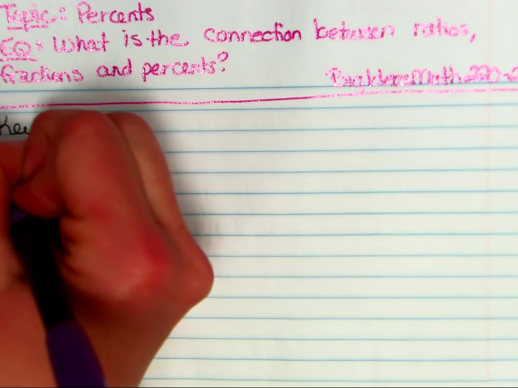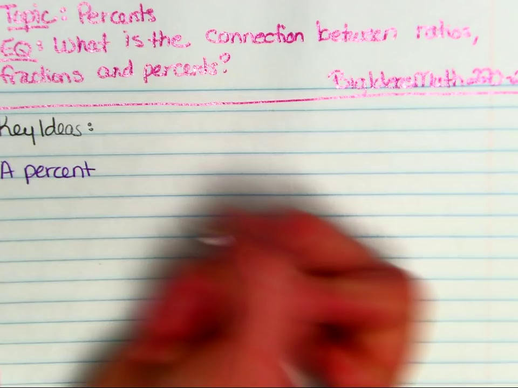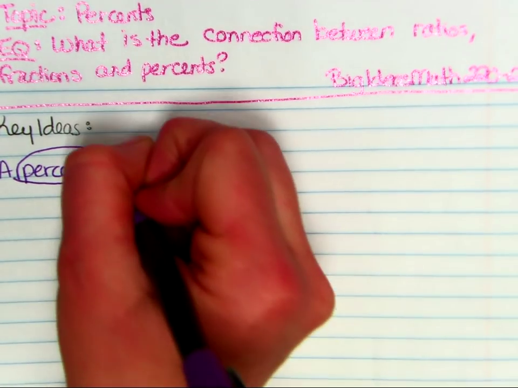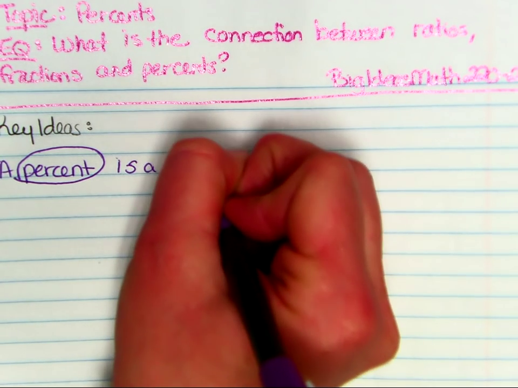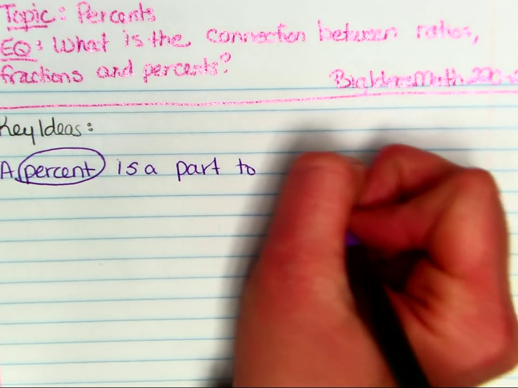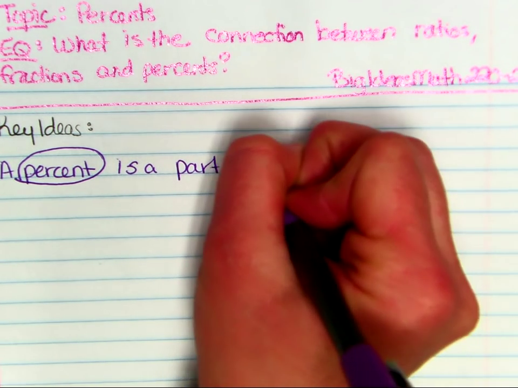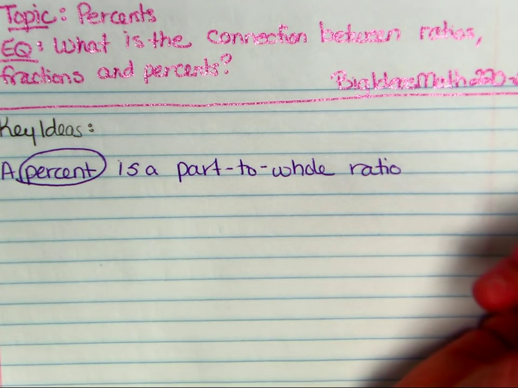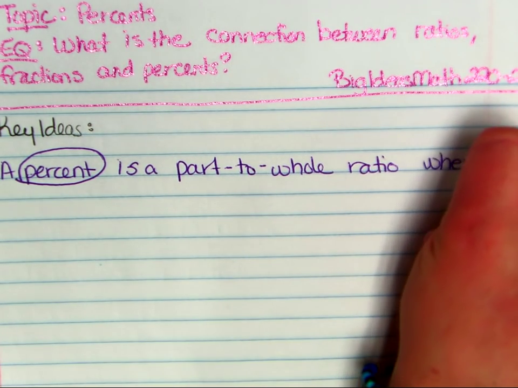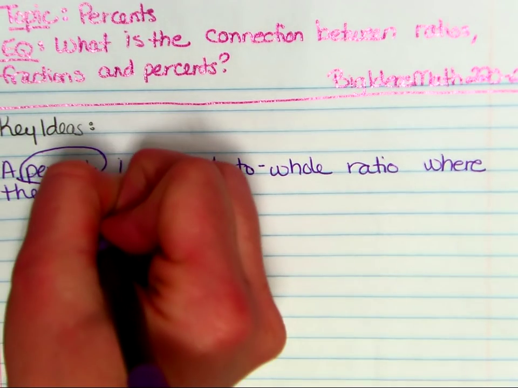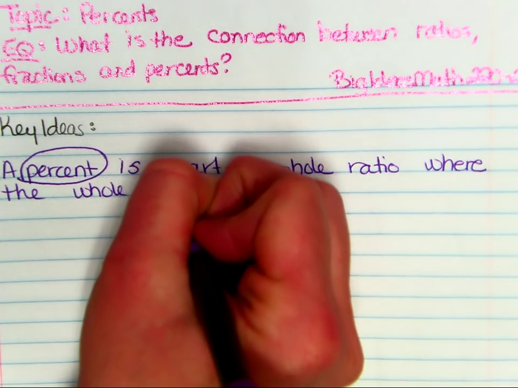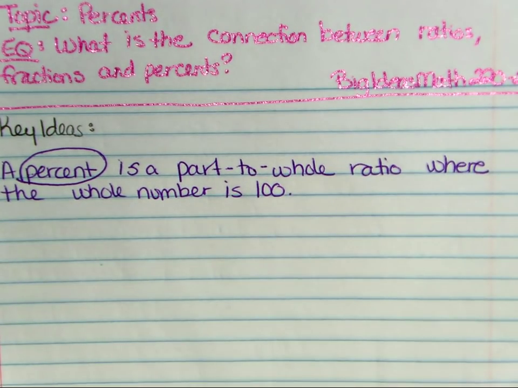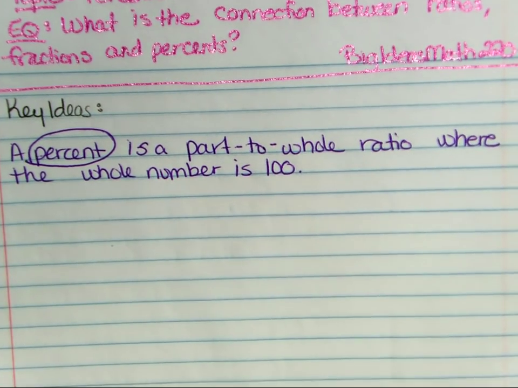That a percent, I'm going to circle that word because it's important. A percent is a part to whole ratio where the whole number is 100, meaning that it is out of 100.